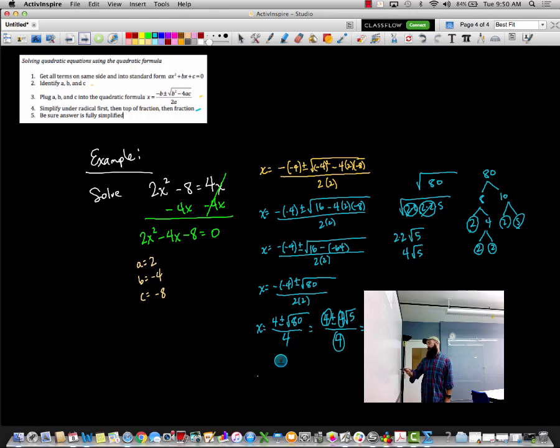My answer is now fully simplified, so I have 2 answers, 1 plus the square root of 5 and 1 minus the square root of 5. You may check your answer in your calculator using the store and plug method, but that's not required, it's optional.